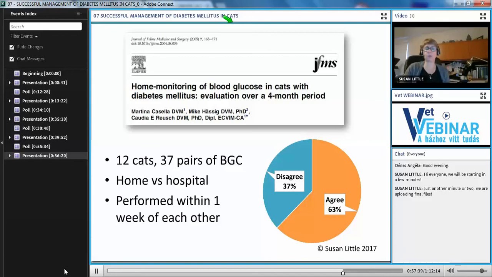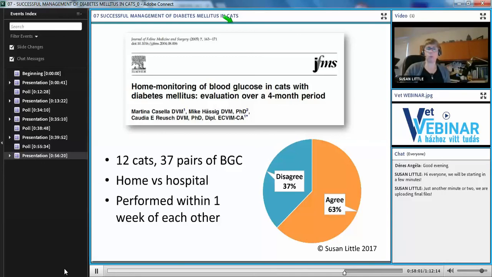1/3 of the time, though, they weren't. 1/3 of the time, the curve results disagreed. Usually not a big difference, but in some cases, you might have made a completely different decision for that cat, depending on which curve you looked at. And there wasn't an agreement for which was the best curve.